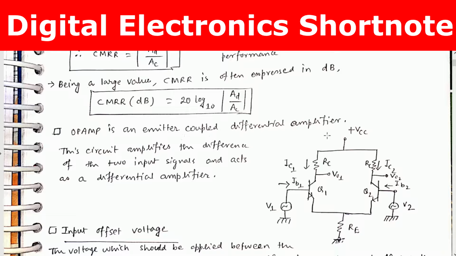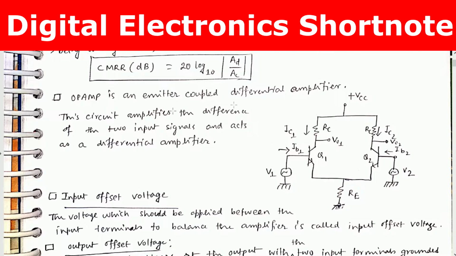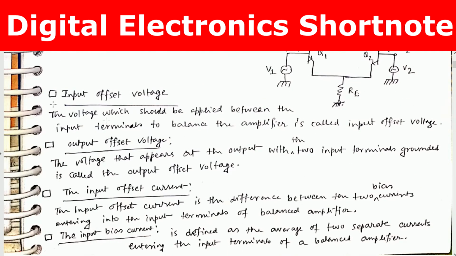Op-amp is an emitter coupled differential amplifier. You can see the configuration, and this circuit amplifies the difference of the two input signals and acts as a differential amplifier. These are the two transistors which are employed to make this differential amplifier.